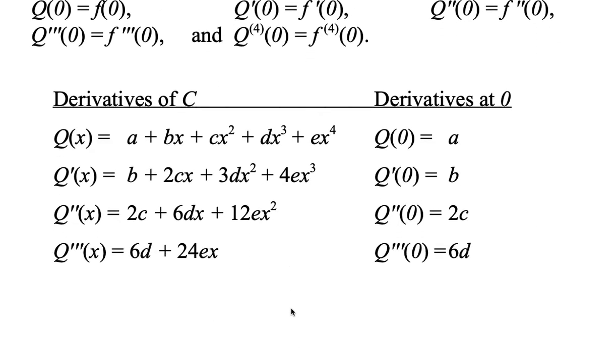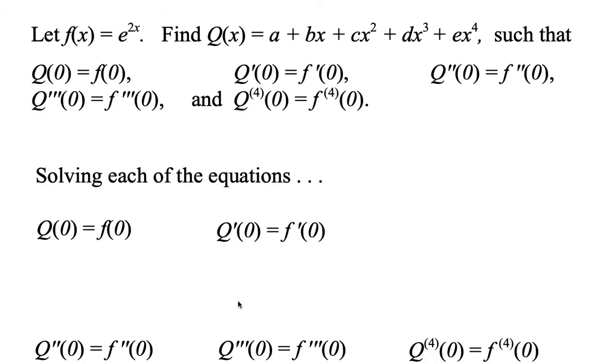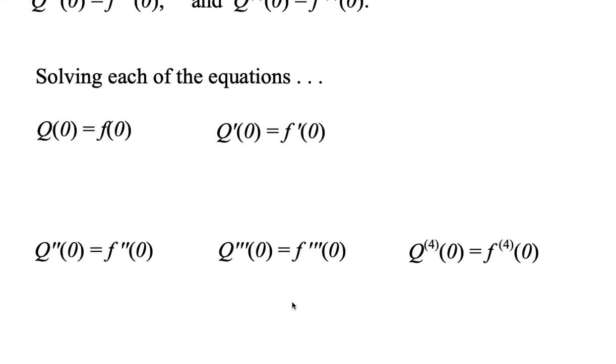The third derivative is 6d plus 24ex. Again, substituting in 0, the constant term 6d is the only one that remains. And lastly, our fourth derivative is 24e. Since this is a constant term and there are no terms with the variable, the fourth derivative at 0 is 24e. This gives us a series of equations which we must now solve.